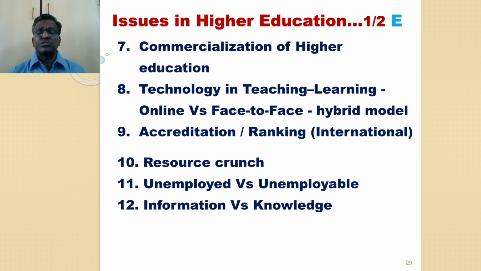So the next major issue in higher education is accreditation. And very often when we talk of accreditation and ranking, particularly at the international level, the question that people ask is this, whether it is Times ranking or QS rankings or the Shanghai rankings, why is it that no Indian college or university figures in the top 100 bracket? In other words, why is it that in India we do not have a world-class university?